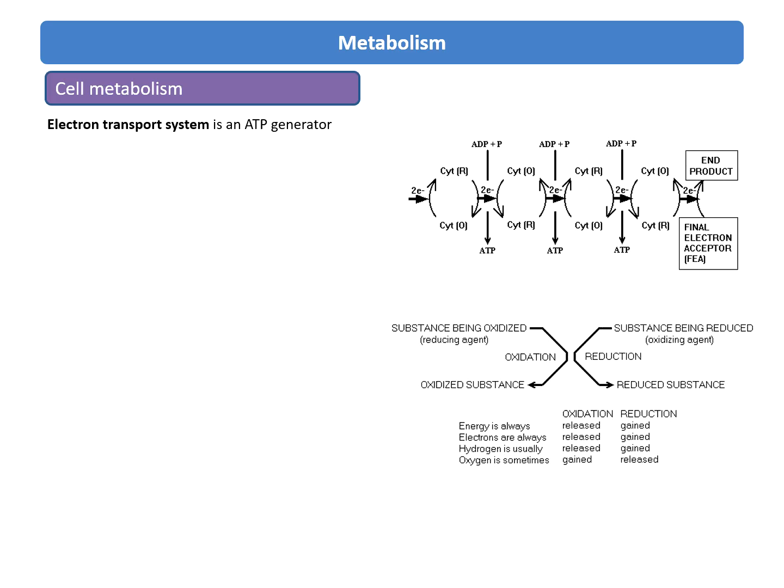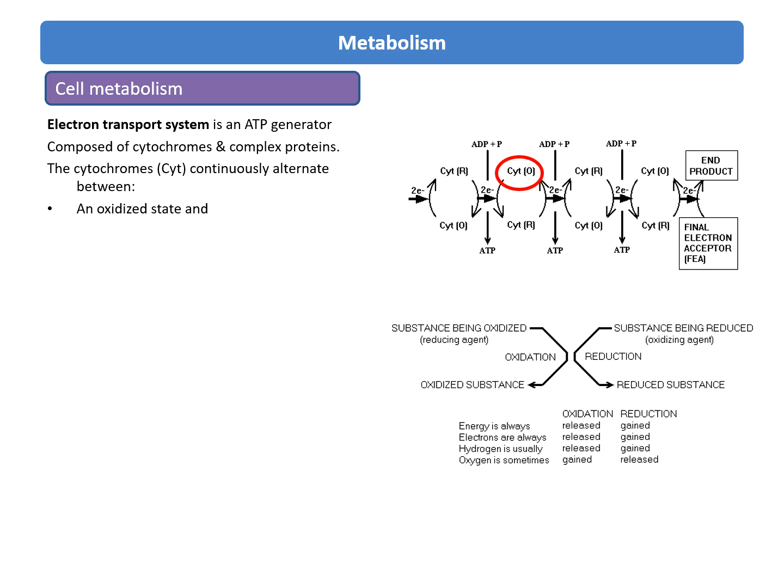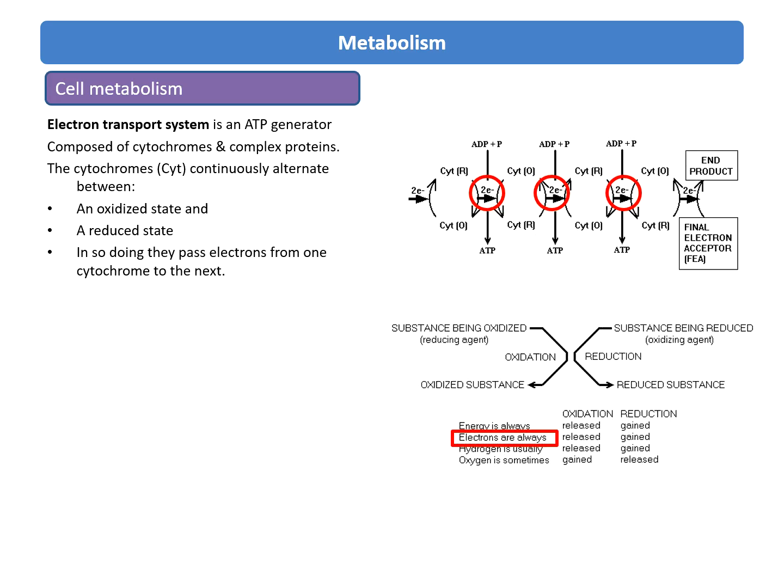Then we have the third part of cellular respiration, the electron transport system. This is composed of a series of cytochromes and complex proteins located, as we said, on the inner membrane of the mitochondria. The cytochromes, I'll abbreviate them CYT, constantly alternate between an oxidized state, I've got the O in parentheses, and a reduced state with the R in parentheses. In so doing, they pass electrons from one cytochrome to the next.